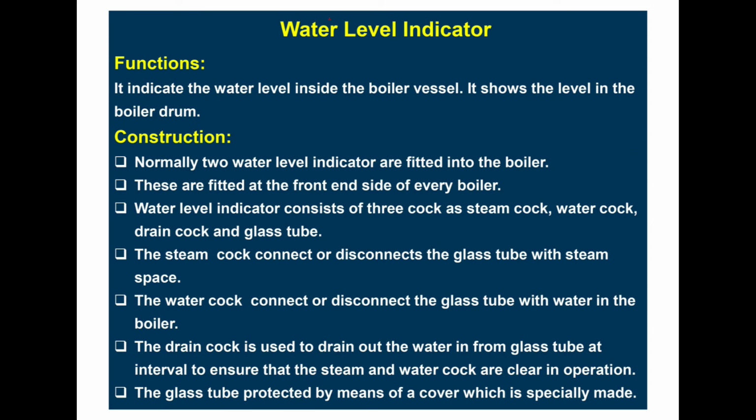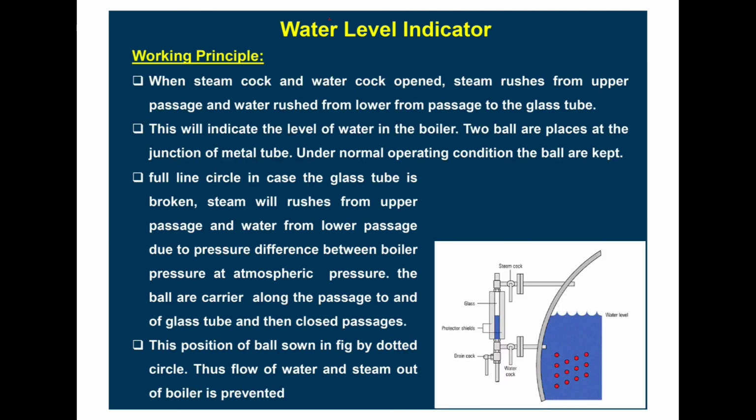Then the water level indicator is one of the important mounting devices of the steam boiler. Its function is to indicate the water level inside the boiler vessel. It shows the level in the boiler drum. When the steam cock and water cock are opened, steam rushes from the upper passage and water rushes from the lower passage into the glass tube. This will indicate the level of water in the boiler.